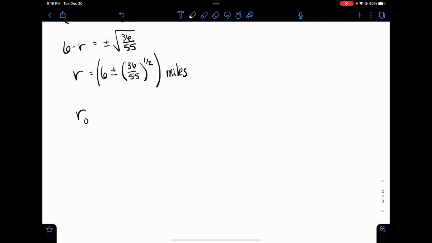So our optimal running distance to minimize our travel time equals 6 minus the square root of 36 over 55 miles, which is approximately 5.2 miles. And at that 5.2 miles mark, we would turn and start swimming towards the island.